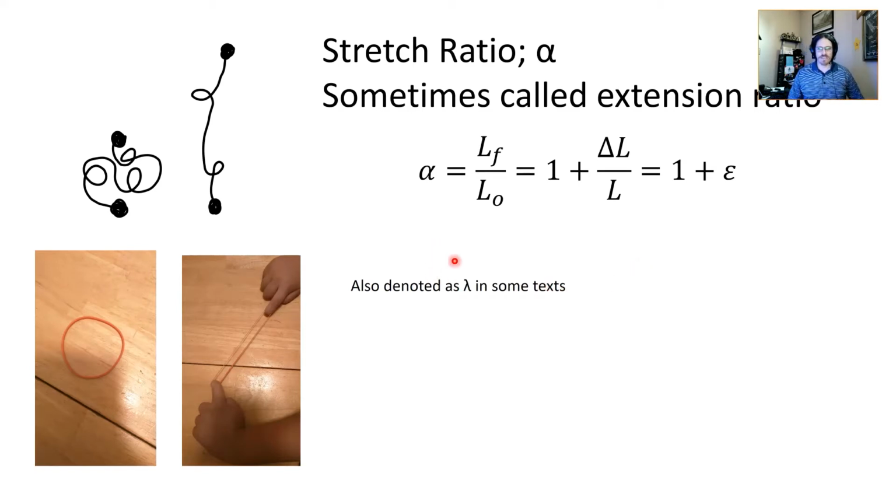Just to point this out, in other books it's sometimes called lambda. We tend to run out of Greek letters in engineering, so alpha can refer to a lot of other things as well. I'm thinking X radiation right now because of another class I'm teaching at the same time. Lambda could also be wavelength because of the same class. But anyway, stretch ratio is something that we apply to rubbers.